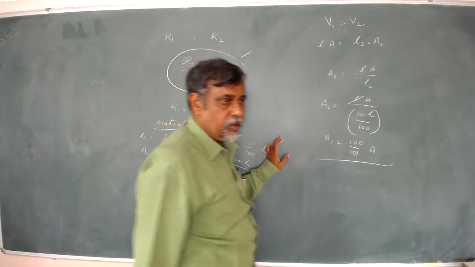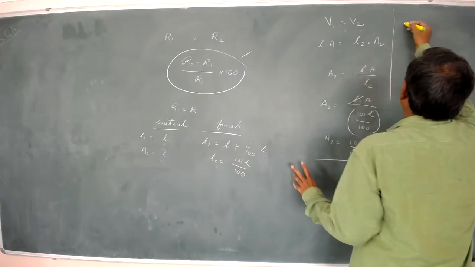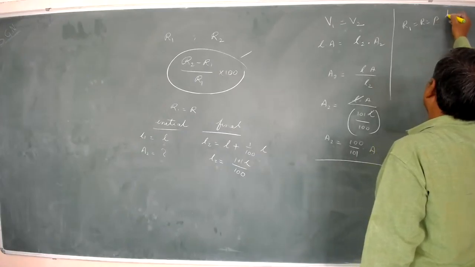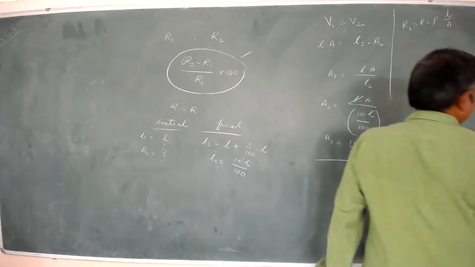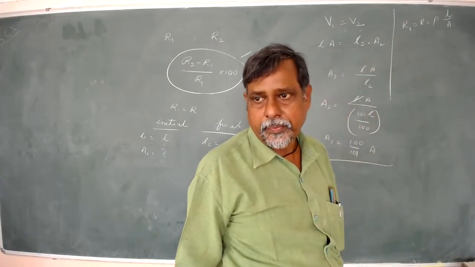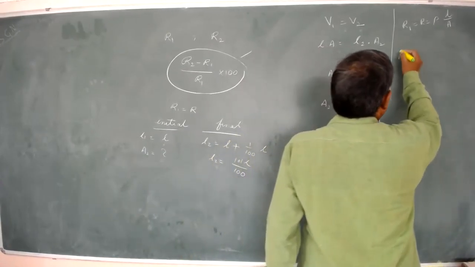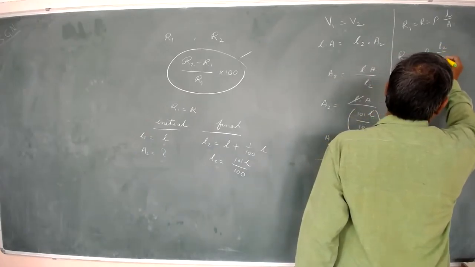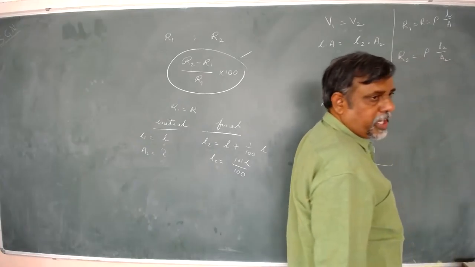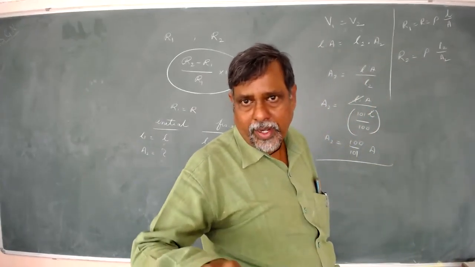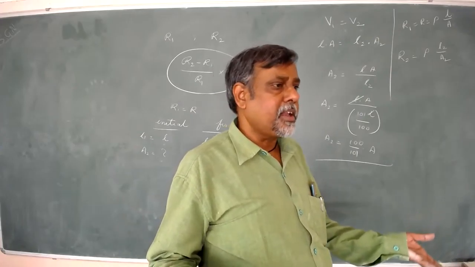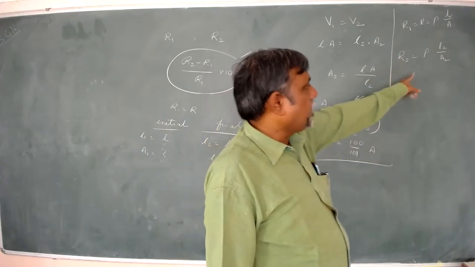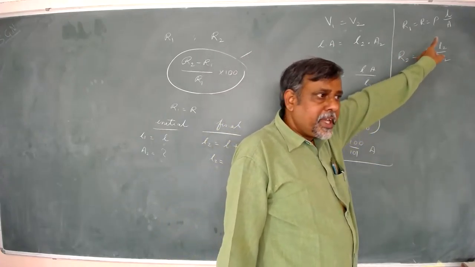Now, resistance I write. Initial resistance, that is R1 is equal to R, which is rho into L by A. Am I correct? Now final resistance R2 is rho into L2 by A2. I have taken rho as it is, not rho 1, rho 2, because it is the same metal, same material, same wire. Got it? So rho into L2 by A2.